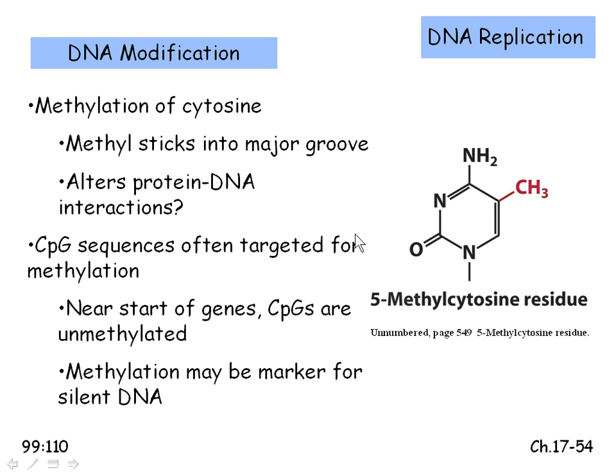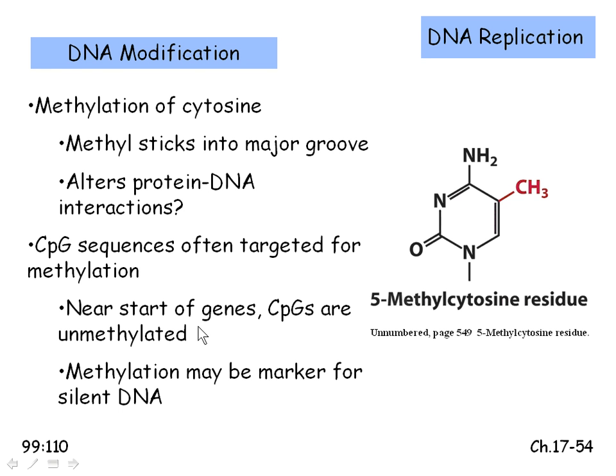There are processes which are specifically involved in adding methyl groups onto the DNA. It turns out that if there's a sequence of a cytosine next to a guanine, those are specifically targeted for methylation. Near the start of genes, these CpGs, where the p simply refers to the phosphate that's in between the two nucleotides, these CpGs near the start of genes are actually unmethylated.